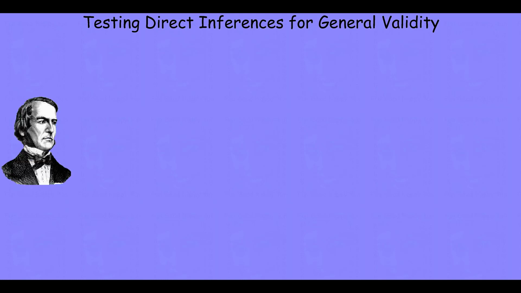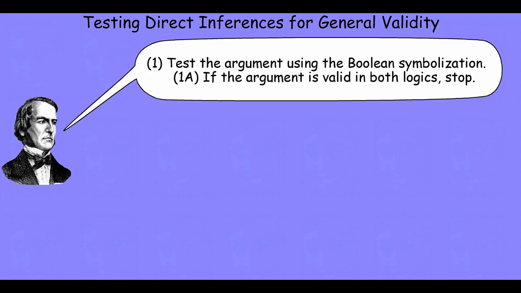So we always start in Boolean. We start in Boolean because Boolean logic has the contradictory relations and Aristotelian logic has the contradictory relations. Therefore, any argument that is valid in Boolean will also be valid in Aristotelian logic. And so we have evaluated the argument in both logics if it tests positive in Boolean logic. So we begin, we test the argument using Boolean symbolization.